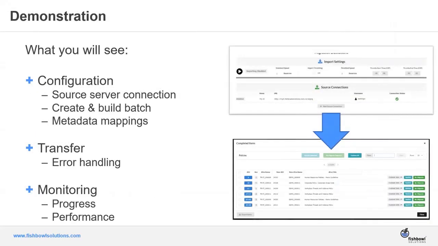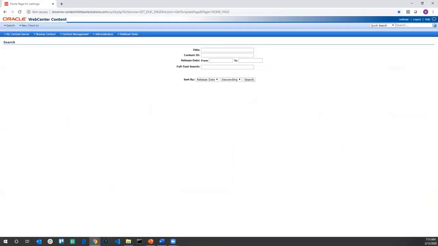So I can show you a demonstration of this, and what we're going to see is that I will configure a source server, create and build a batch, set up some metadata mappings, and then I'll kick off the transfer and show you how we can do our error handling. And then we'll also be able to see that we can monitor the progress and the performance of the migration. So with that, I will switch over to our demo.